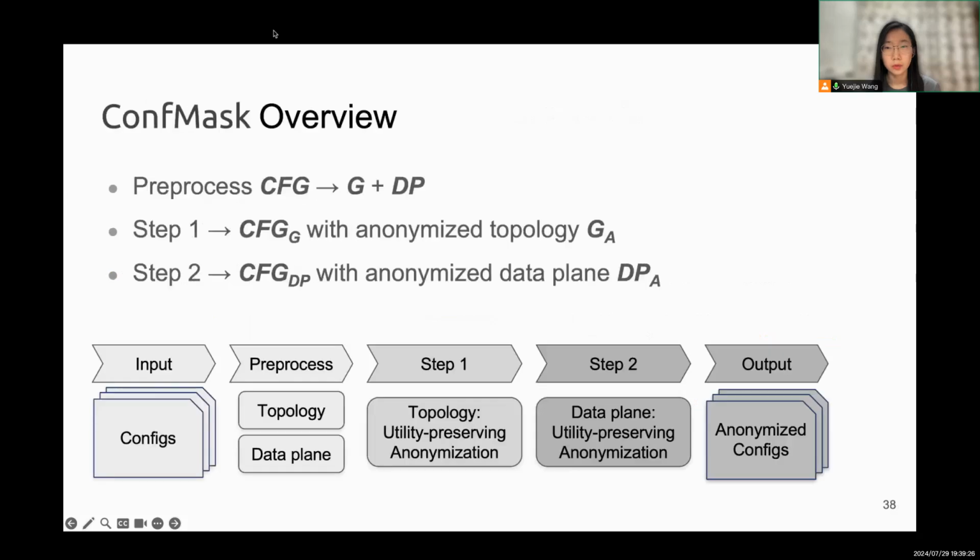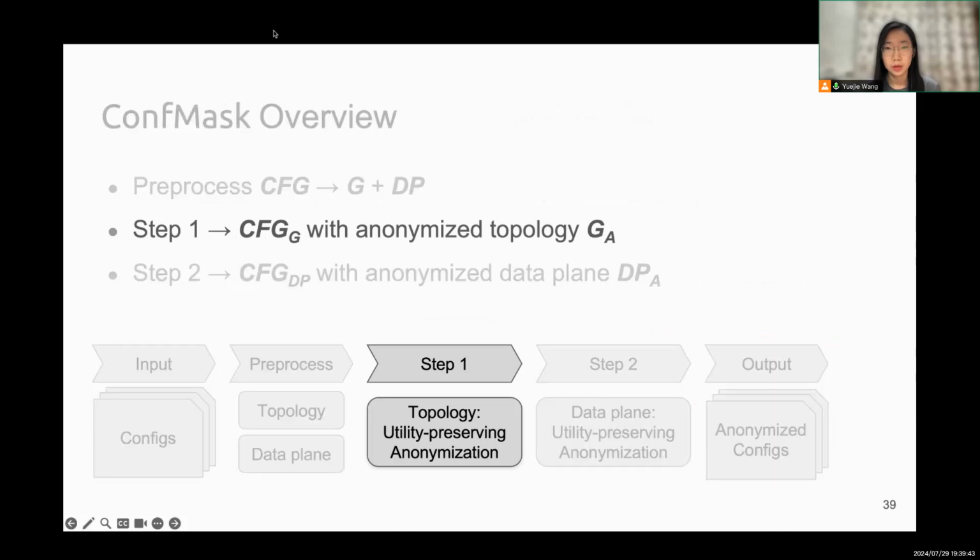Here's an overview of the ConfMask workflow. Following our first insight, we designed 2 major steps to deal with topology and data plane in a sequential way. At the beginning of our workflow, we take the original configuration files and simulate the original topology and data plane as baselines. In step 1, we focus on anonymizing the original configurations to generate anonymized topology while preserving the utility.